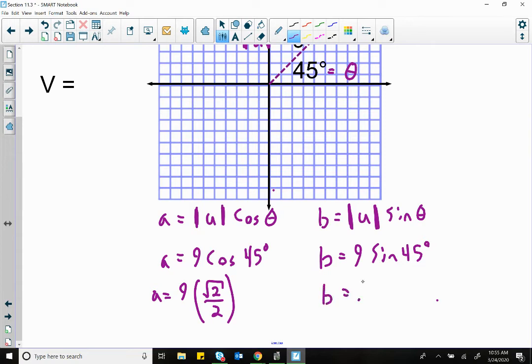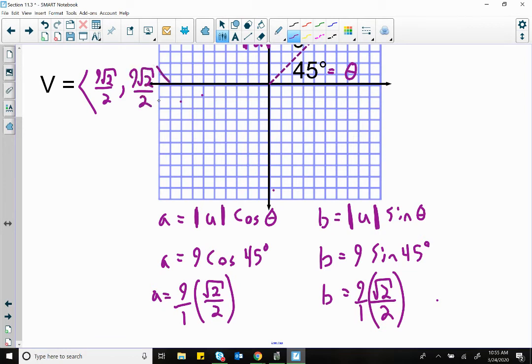Sine 45 is the square root of 2 over 2. And all you have to do is multiply these out. Remember, the 9 is over a 1. And to multiply fractions, all you do is multiply across the top, across the bottom. So in the end, our vector ends up being 9 square roots of 2 over 2, comma, 9 square roots of 2 over 2. And there you go.